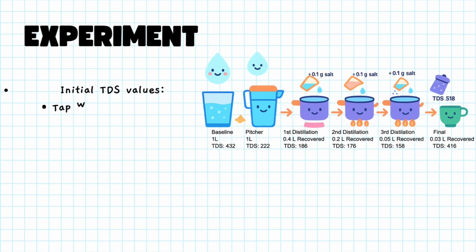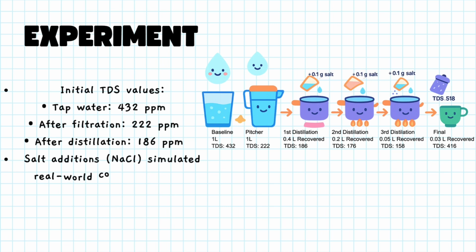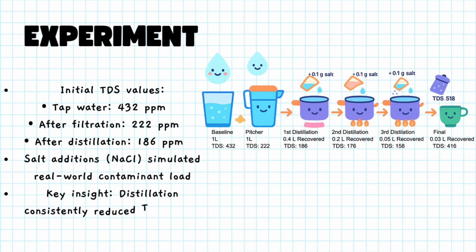I began with unfiltered tap water, which measured at 432 ppm. After filtration through a standard carbon filter, it decreased by nearly 50% to 222 ppm. After the first round of distillation, it decreased to 186 ppm. To test the system sensitivity, I introduced approximately 1/10 grams of NaCl, sodium chloride, and repeated the distillation.